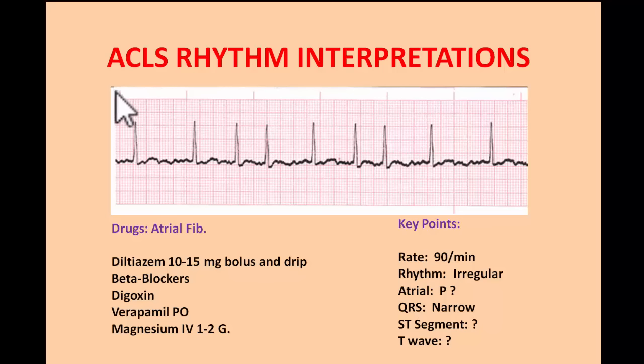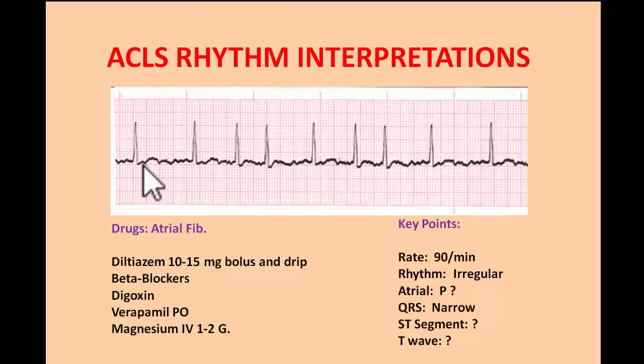And you take a 6 second strip and find out how many QRS complexes are there, and you multiply that by 10. That will give you the heart rate per minute. So here we have 1, 2, 3, 4, 5, 6, 7, 8, 9. So we have 9 QRS complexes for 6 seconds duration. So the rate is 90 per minute.